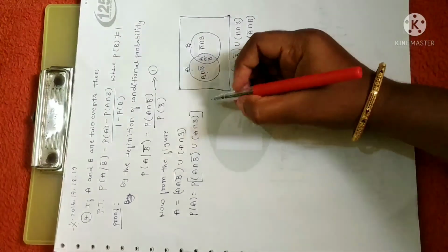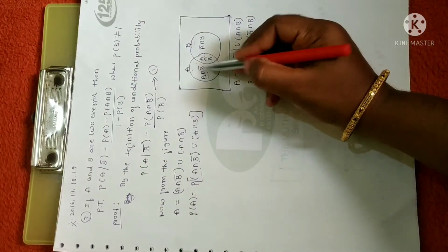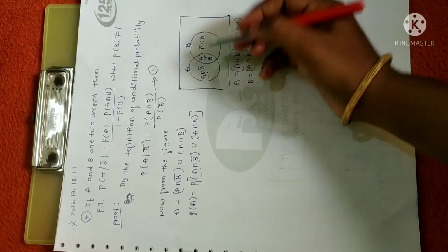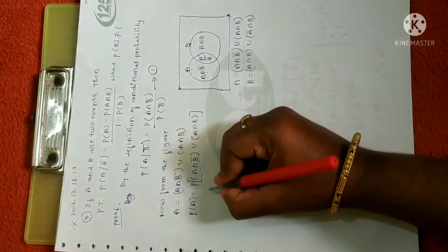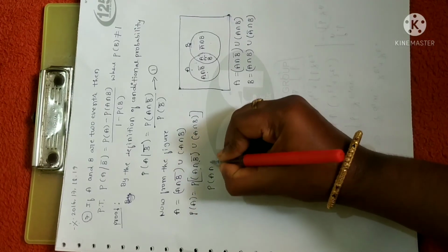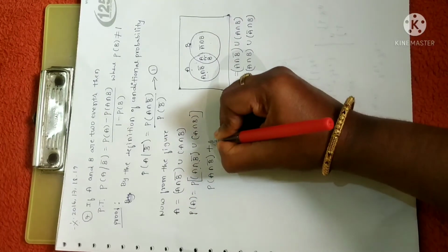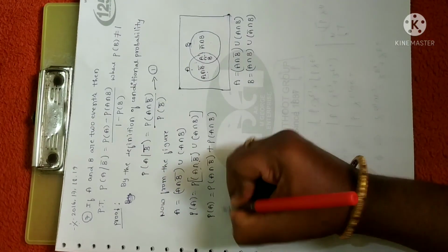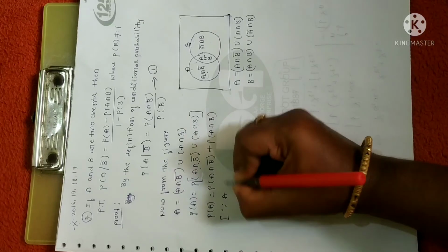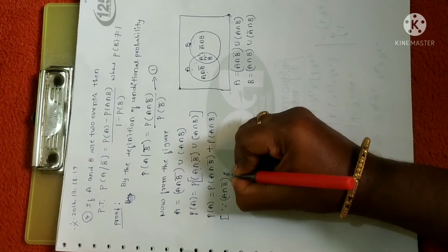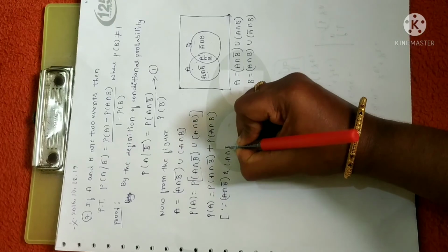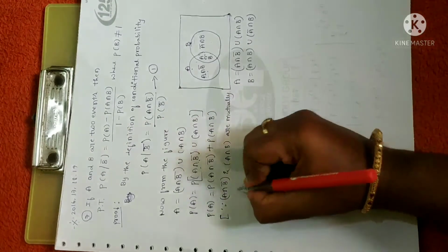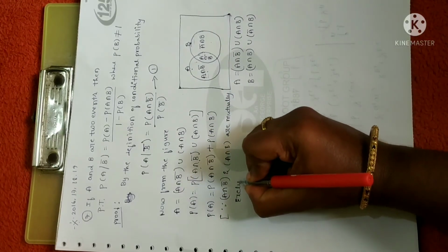Now you can see that the A intersection B bar region is this and the A intersection B region is this. Do we have any common element between these two? We don't, so they are mutually disjoint. So I can write this as probability of A intersection B bar, union will become plus, probability of A intersection B, and you have to mention the reason: because A intersection B bar and A intersection B are mutually disjoint or mutually exclusive events.